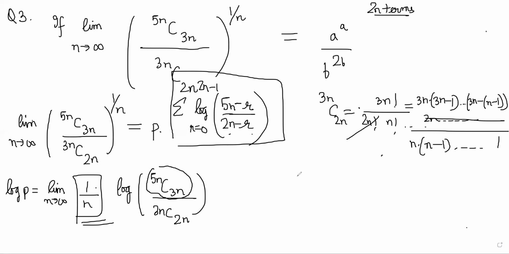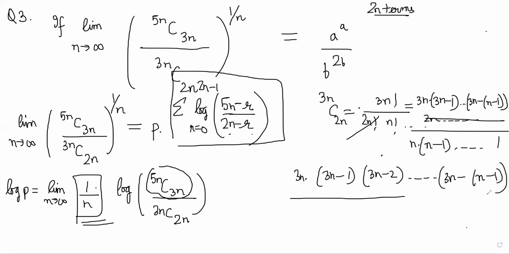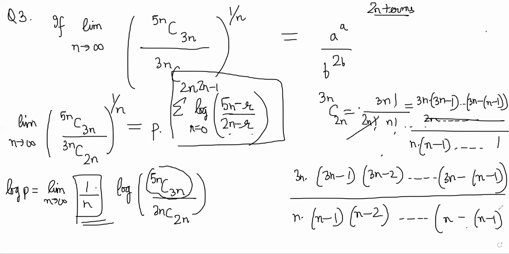So on top, we have 3n, 3n minus 1, 3n minus 2, going on till 3n minus n minus 1. And in the denominator, you have n, n minus 1, n minus 2, going on till n minus n minus 1. Right? So this is the summation of 3n minus r by n minus r. And r goes from 0 to n minus 1. Right?